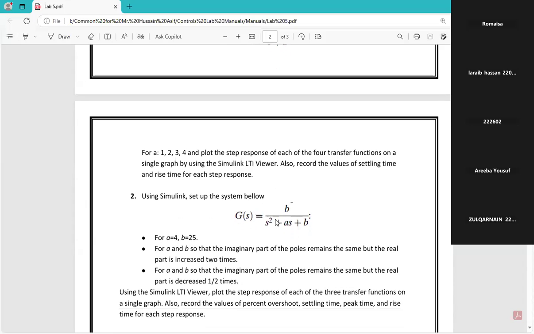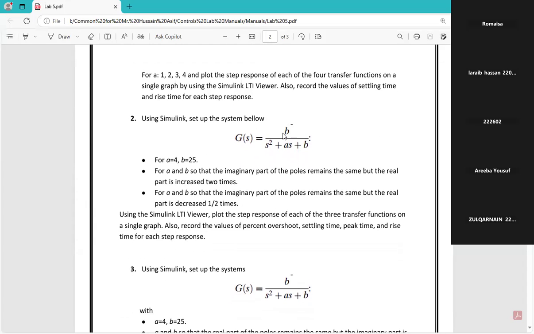Yes, sir. Okay. So the next task is that you have to set up this system in Simulink, B over S square plus AS plus B. You're going to use the transfer function block, and you're going to set it in feedback, or no, you're not going to set it in feedback. You're going to set it as a forward transfer function only. So B is equal to 25, A is equal to 4. So the transfer function that you're going to use is 25 over S square plus 4S plus 25. Is that clear?